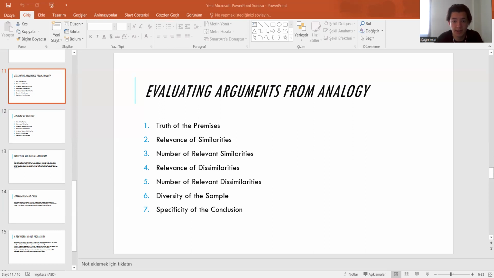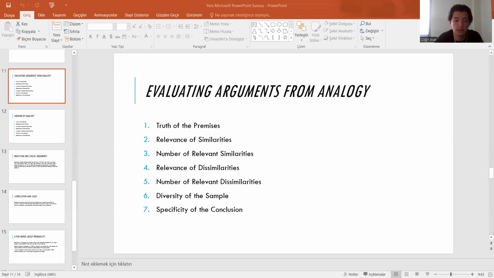The sixth, diversity of the sample. A larger and more diverse sample can strengthen the argument as long as the diversity is relevant. Seventh and the last one is specificity of the conclusion. A less specific and broader conclusion tends to strengthen the argument, while overly specific conclusions may weaken it. In summary, when assessing the strength of an argument from analogy, these factors should be taken into account to determine the reliability and validity of the conclusion.